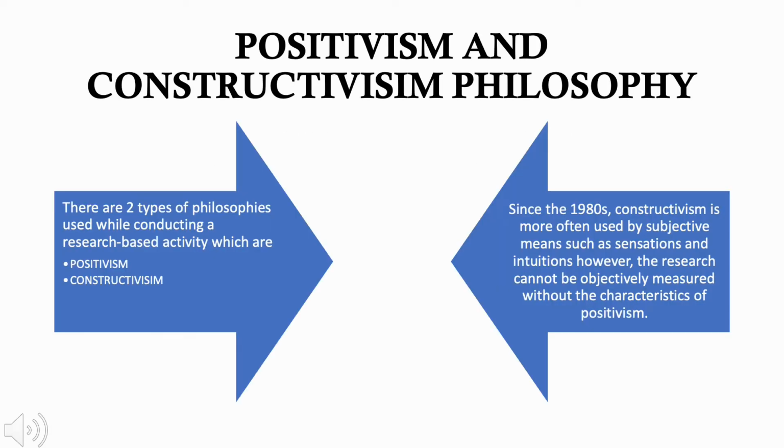Whenever a researcher has to conduct research, two types of philosophies are being used. One is positivism and the other one is constructivism. Since the 1980s, constructivism is more often used, by subjective means such as sensations and intuitions. However, the researcher cannot be objectively measured without the characteristics of positivism.